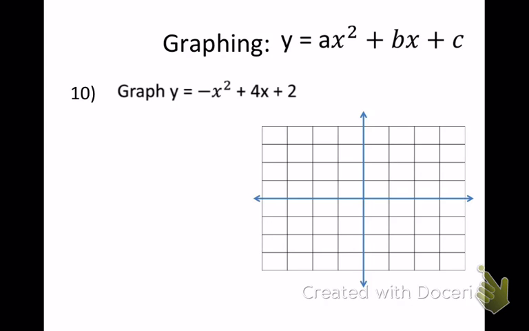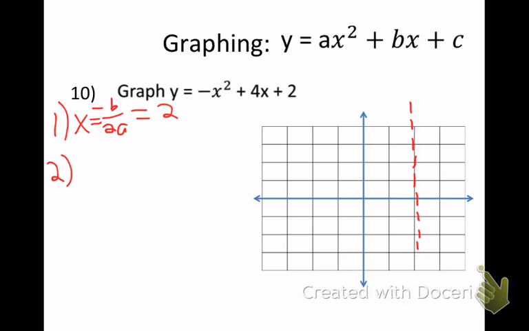Take a couple seconds. Try number 10 on your own. All right, so let's walk through number 10. First thing I do is I need to find the axis of symmetry. X equals negative b over 2a. Okay, what's the axis of symmetry going to be? Axis of symmetry is going to be 2. So from x equals 2, I draw my dotted line.